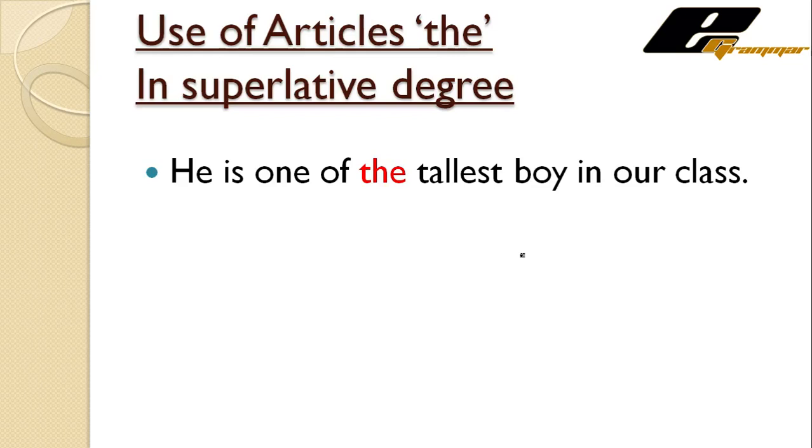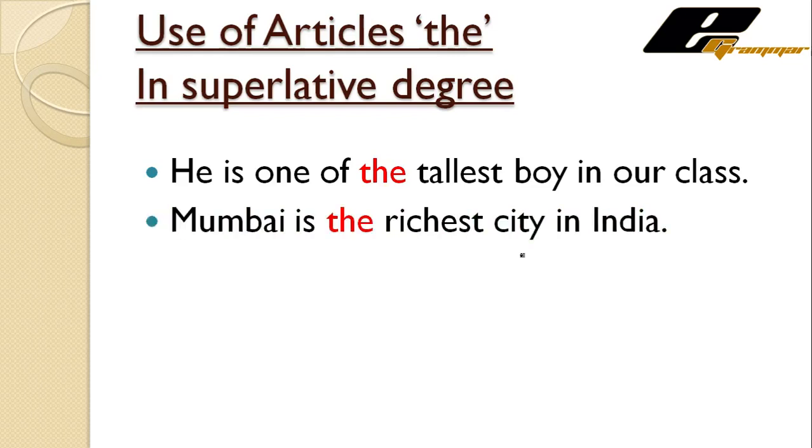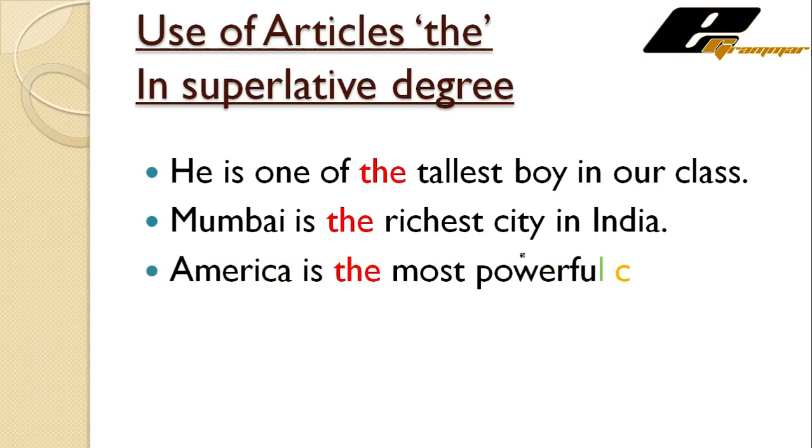Okay. See another example. Mumbai is the richest city in India. I'm talking about Mumbai. There are many other rich cities in India, but among them, which is the richest in India? Mumbai is. So Mumbai is the richest. So I'm talking about the highest part. See another example. America is the most powerful country in the world.